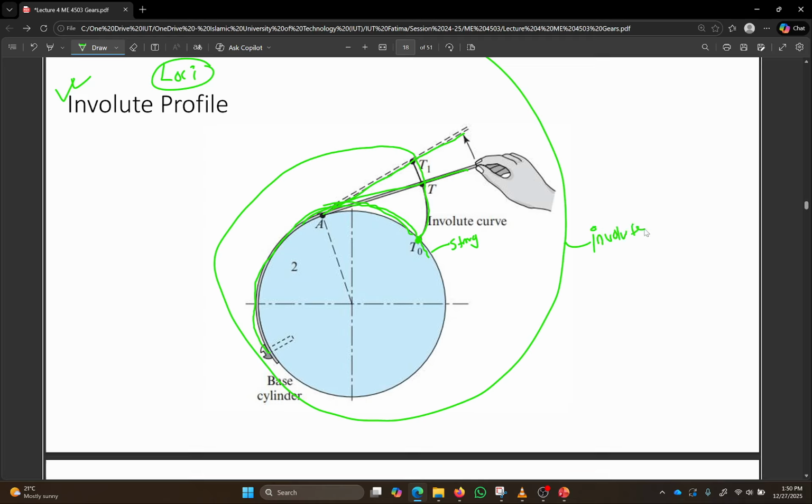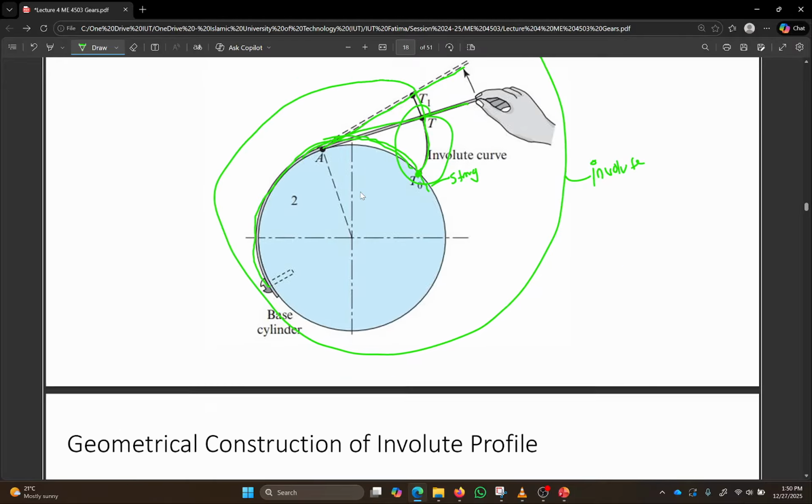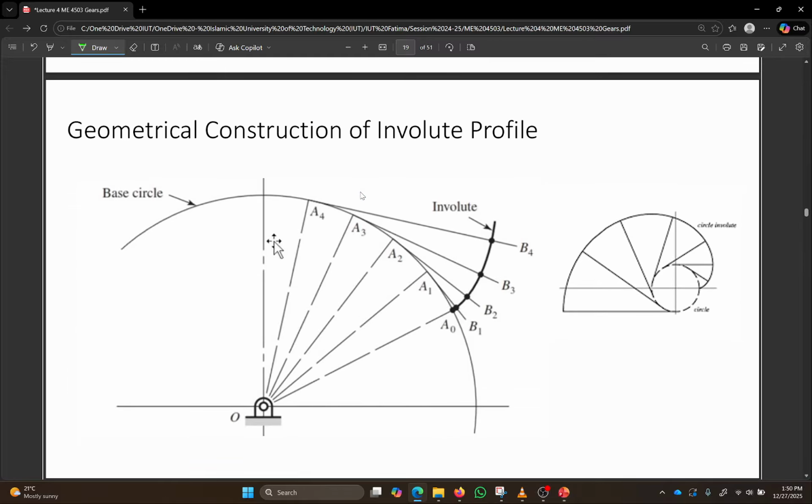Of course, your gear doesn't have this whole profile. It only uses the initial part of the involute profile. But this shape is known as the involute profile, kind of like a spiral Uzumaki shape. The geometrical construction of a spiral is sometimes referred to in Japanese as Uzumaki. Okay, this is how it's supposed to look.